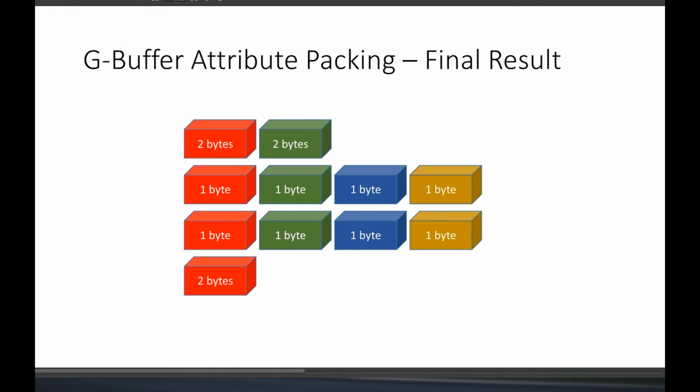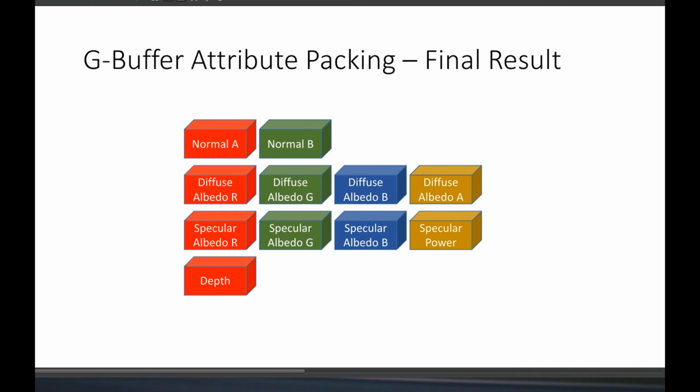So this is the final result. In the final result, we save a lot of space in each texture. So this is the normal A, the normal B, and all the other stuff.